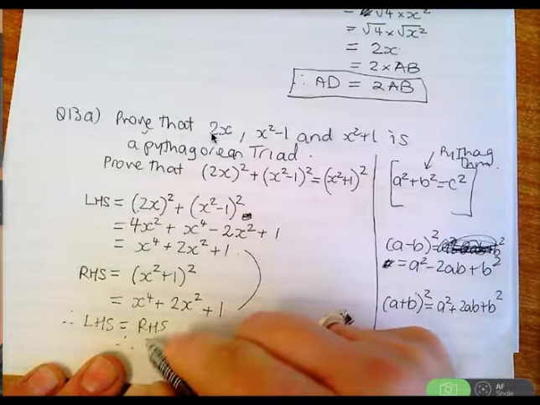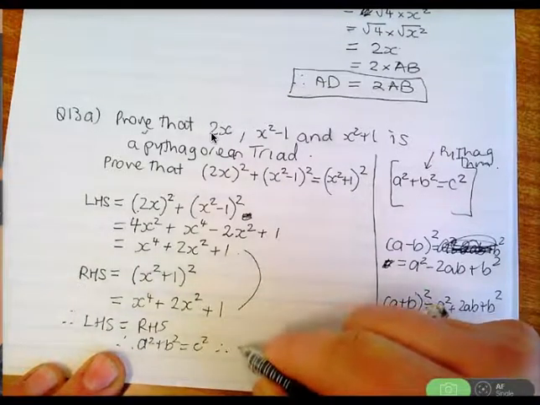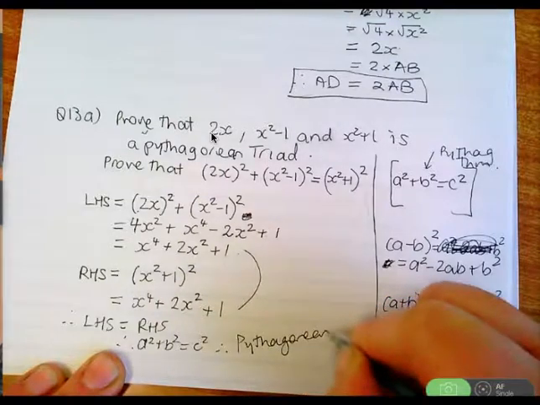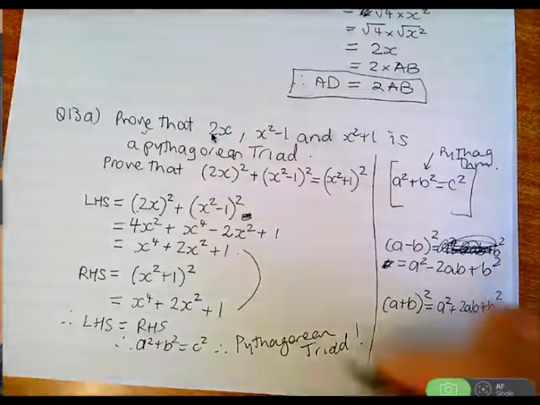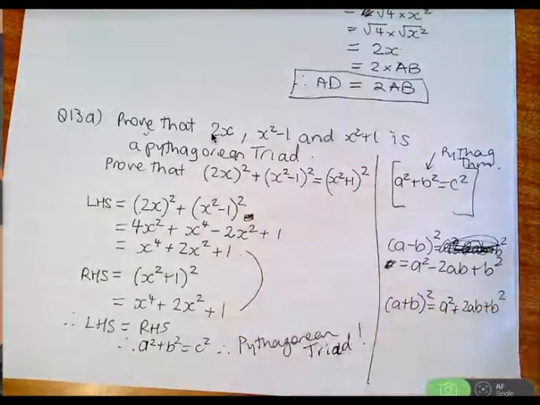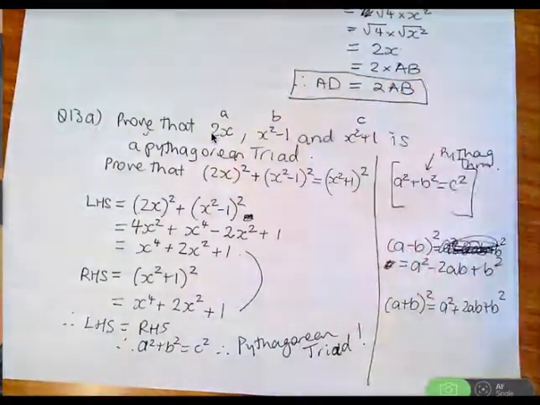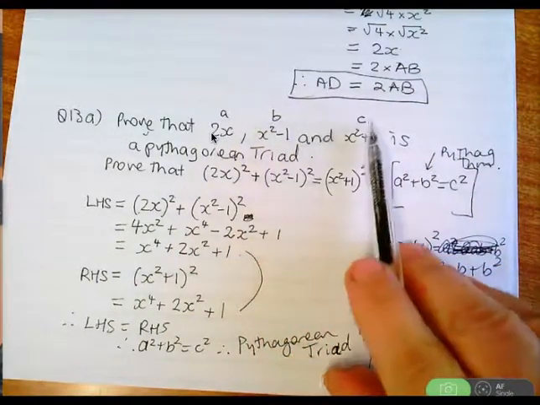Therefore, you can say a squared plus b squared is c squared, therefore, it is a Pythagorean triad. Do you get the idea? If I call this one A, and that one B, and that one C, I want to see if A squared plus B squared is equal to C squared.